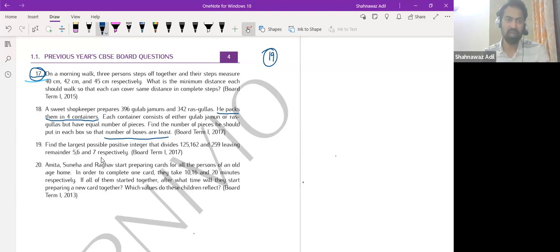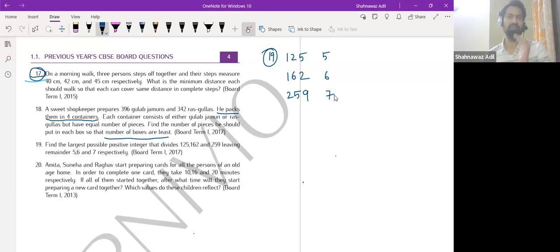So what should I do? If these are the remainders, and this one is the first number, then this one is the second number, and this one is the third, and they have these remainders 5, 6, 7. So what should we do with these remainders? Subtract them.